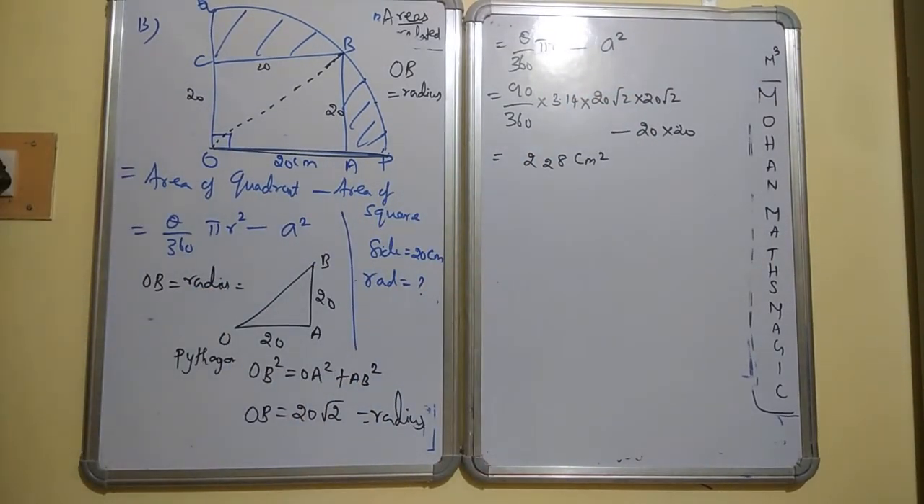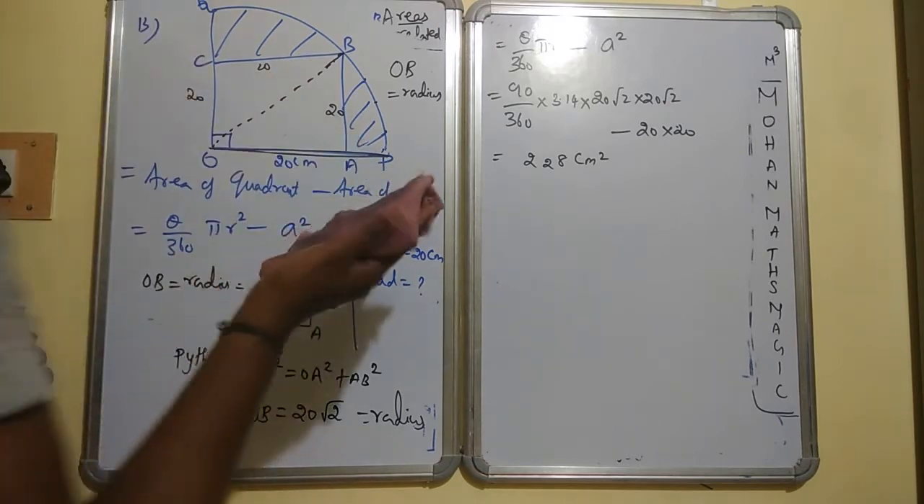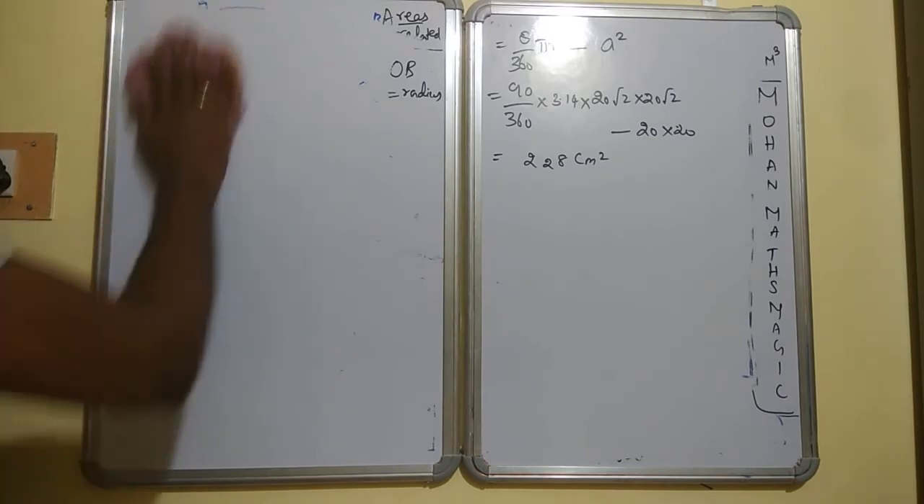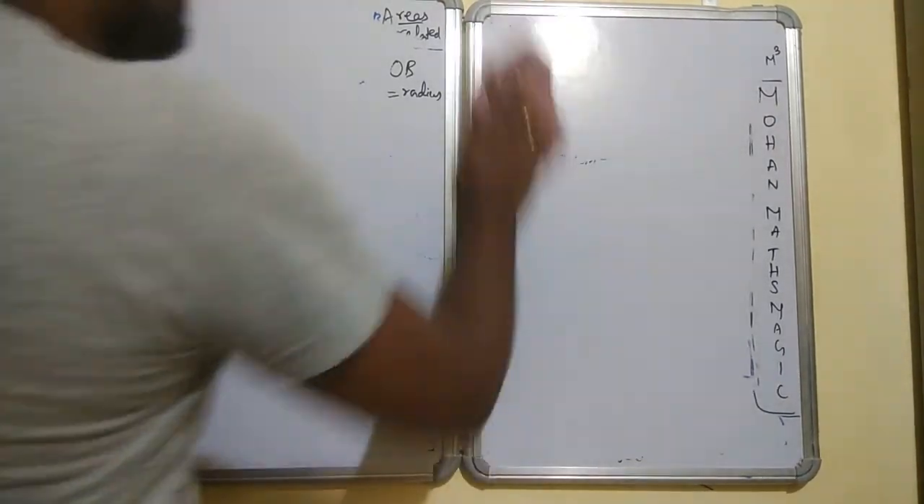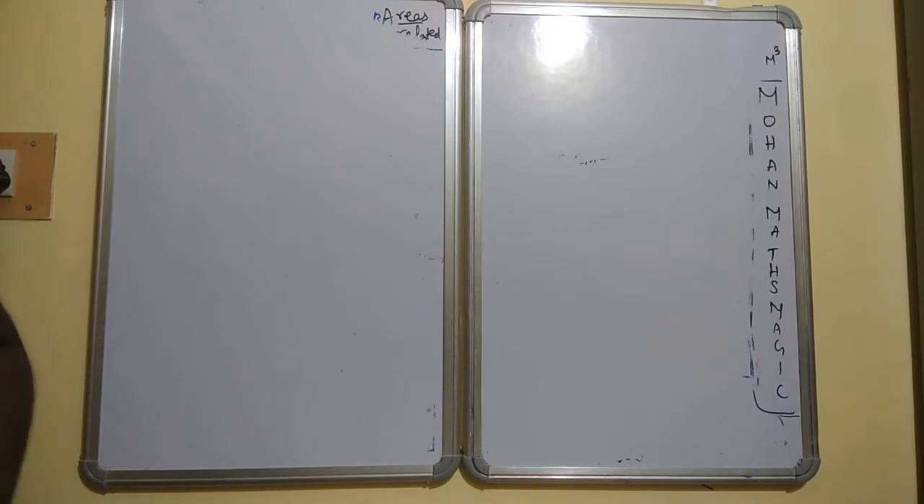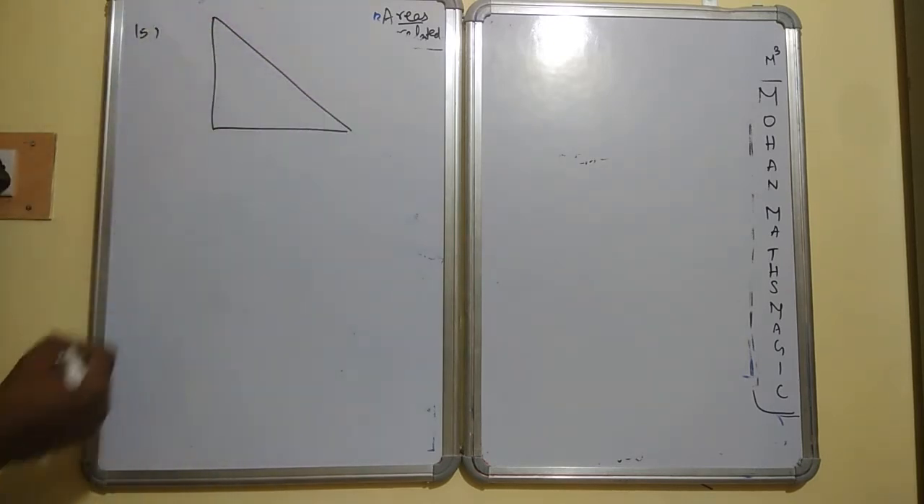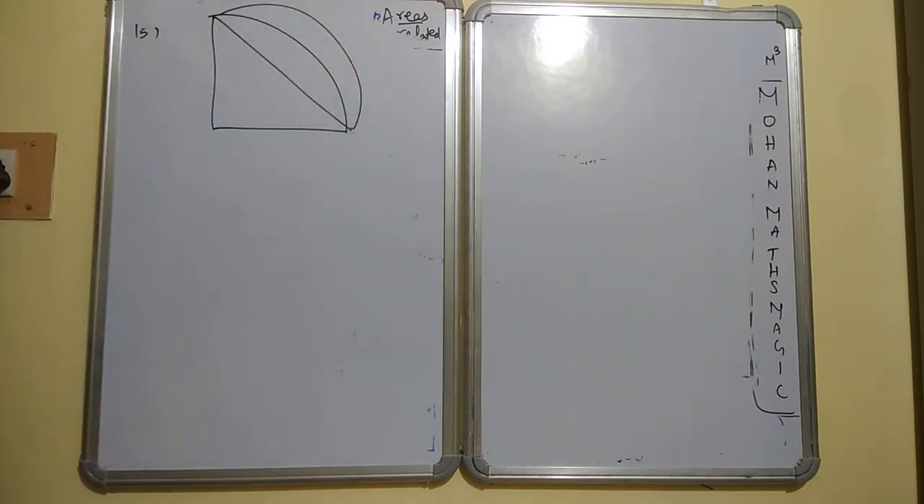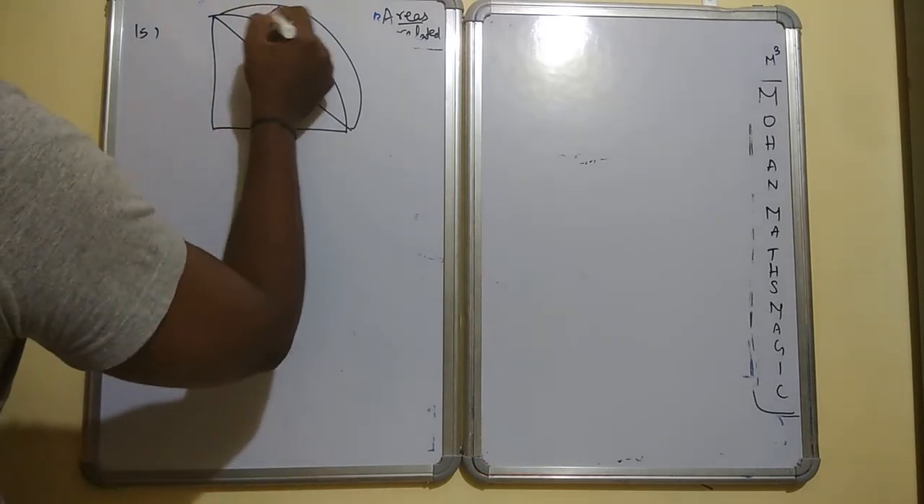Question number 14 is already completed. Now we move on to the last two questions. Question number 15 and 16 are very important board questions. 15th one, so I will draw the diagram. They asked us to find out this region.